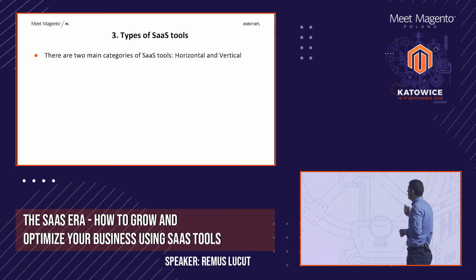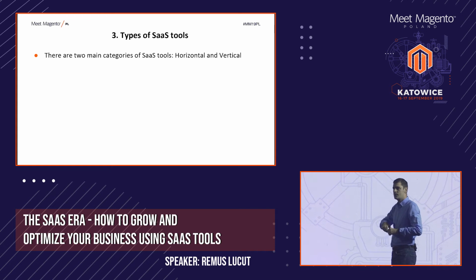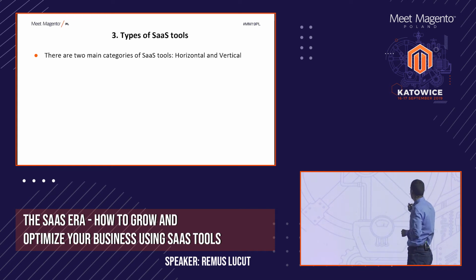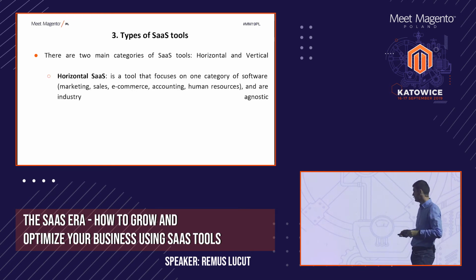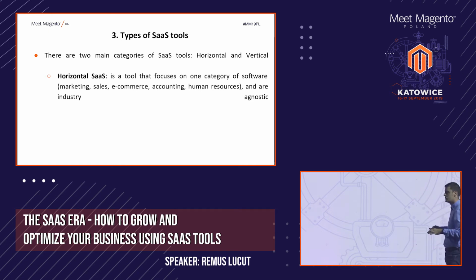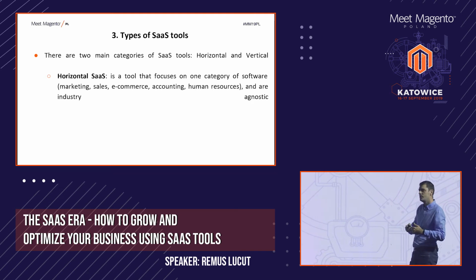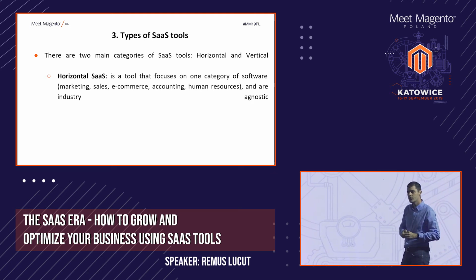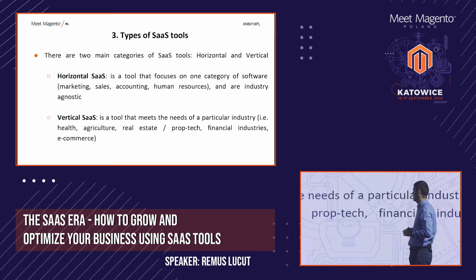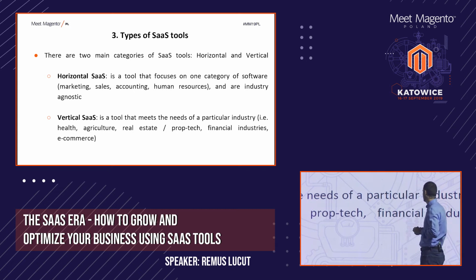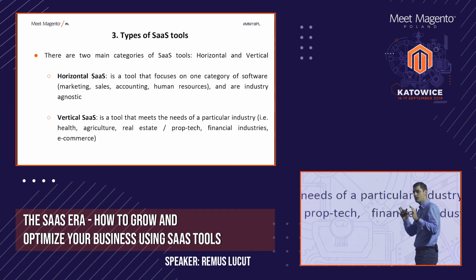And we're down to the types of SaaS. As we've seen so far, there are two types of SaaS tools, horizontal and vertical. What's the difference between the two? Well, the horizontal SaaS is the one that focuses on a category, and probably you're already using that without even knowing. It's something that could be used in any industry, because it's industry agnostic. And we have the vertical SaaS. The vertical SaaS, I would say, are the most important, because it's a tool that meets the needs of a particular industry, that can be used in a different niche.